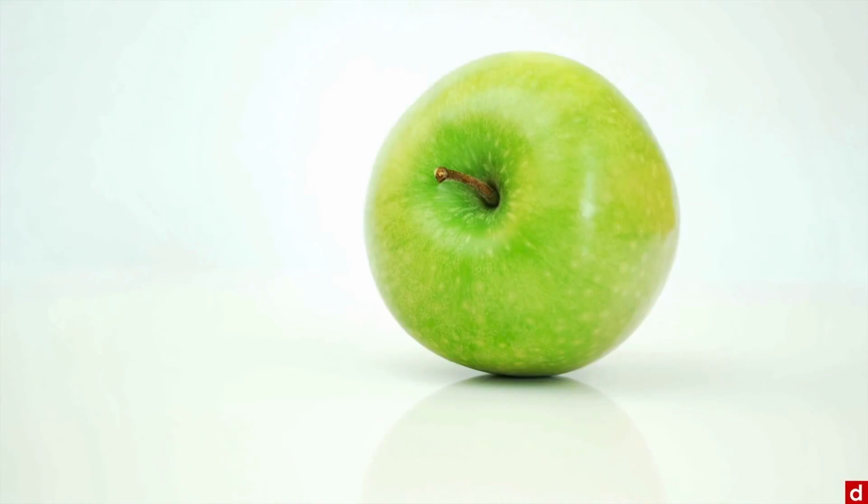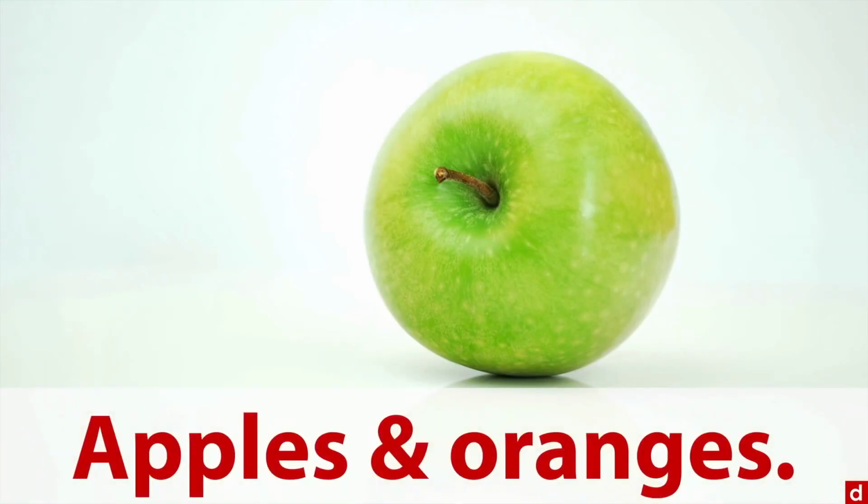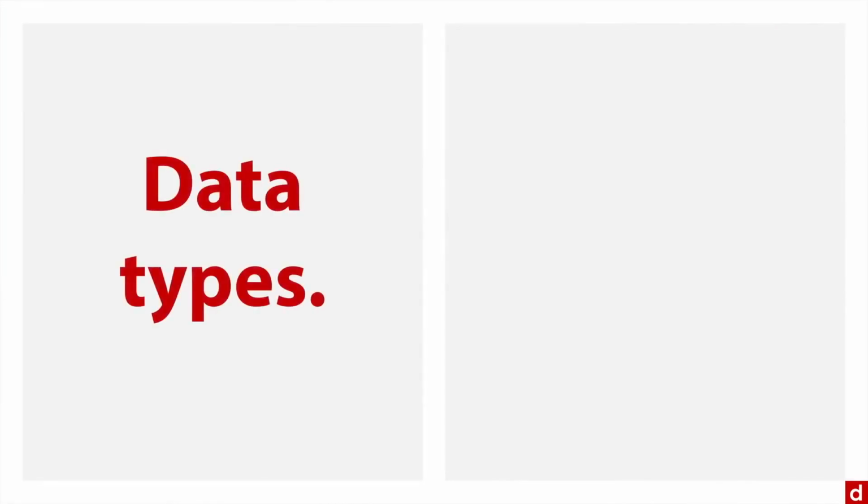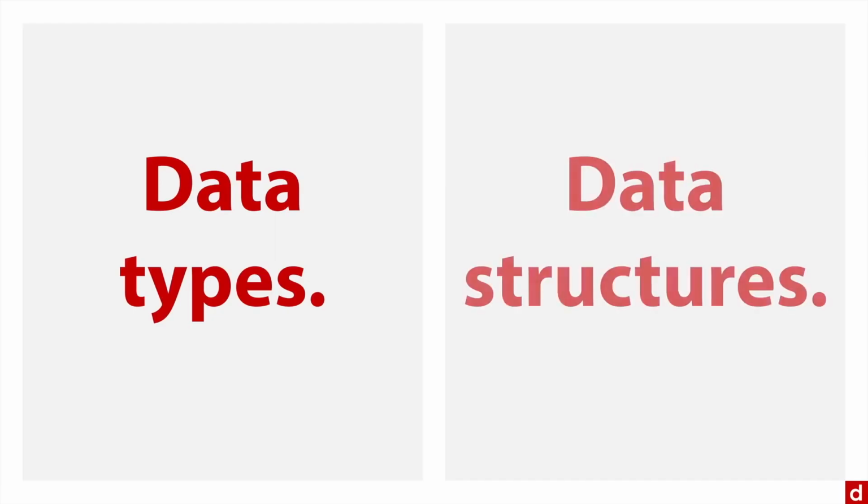And the reason for that is sometimes with your data, you're just talking about apples and oranges. You have fundamentally different kinds of things. Now, there are 2 ways in particular that this can happen. The first one is you can have data of different types, different data types. And then regardless of the type, you can have your data in different structures. And it's important to understand each of these.